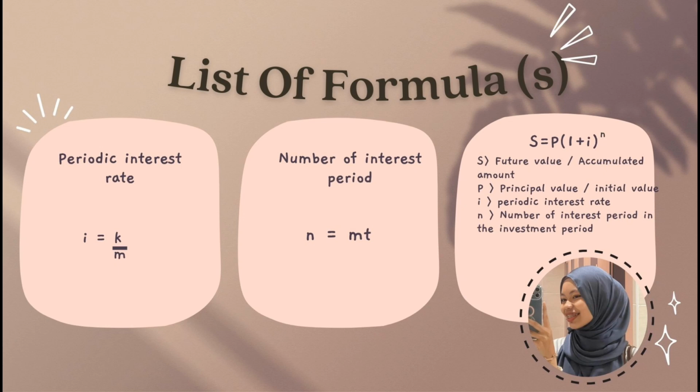a future value or accumulated amount, P is a principal value or initial value, i is a periodic interest rate, n is a number of interest period in the investment period. The compound interest, I, is the difference between future value and principal value. That is, I equals S minus P.